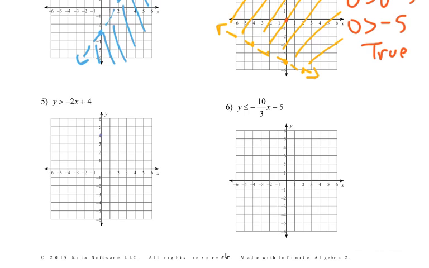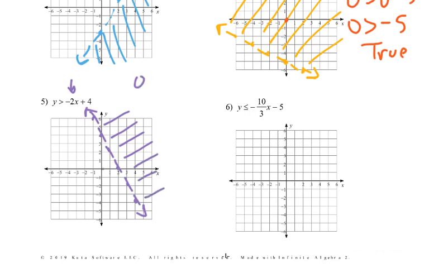Positive 4 for my y-intercept. Slope of negative 2, so down 2 to the right 1, or up 2 to the left 1. There's no equal to, so it's a dotted line. Okay, then its y is greater, so I'm probably shading this direction.